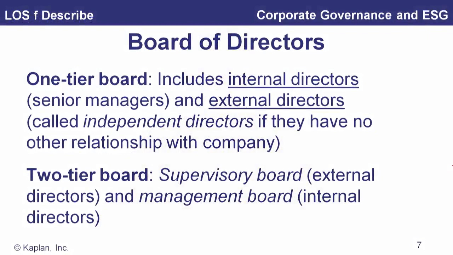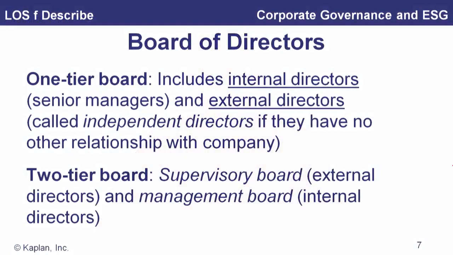The board of directors might be set up as a one-tiered board. That's most often what we see. And they'll include internal directors and external directors. When we talk about internal directors, these are the senior managers, the CEO, president, CFO, whatever, of the corporation. And external directors are from outside the company. If they have no other relationships with the company, they're not being paid finder's fees for acquisitions or consulting fees aside from their board duties, then we call them independent directors.